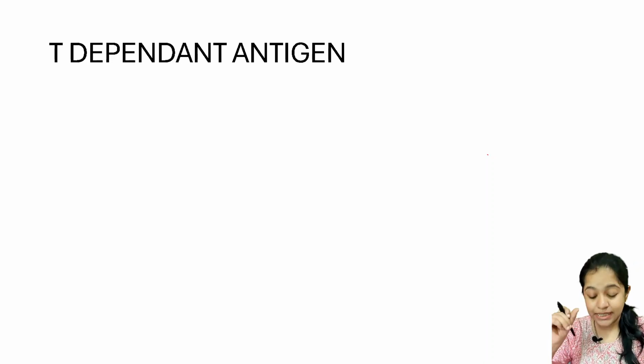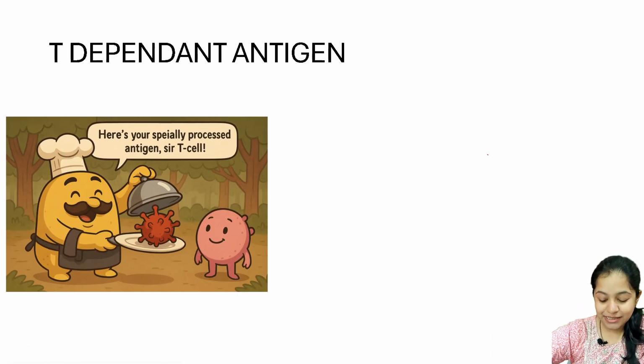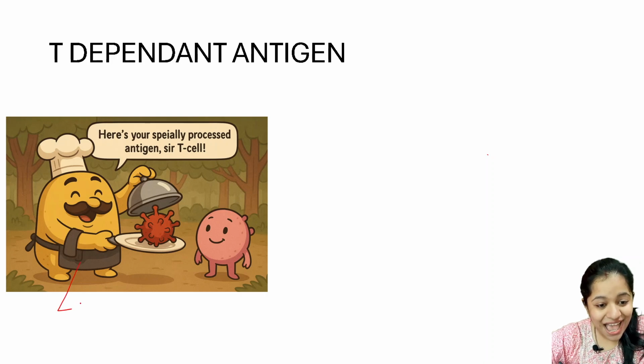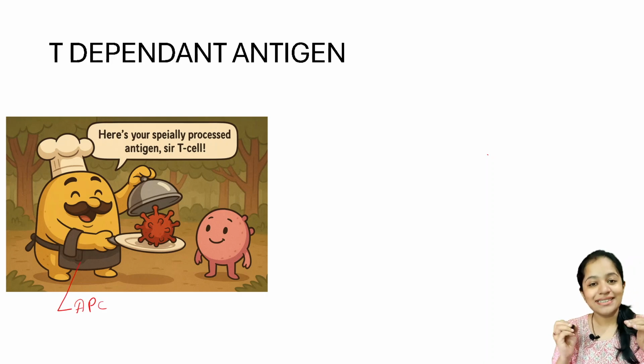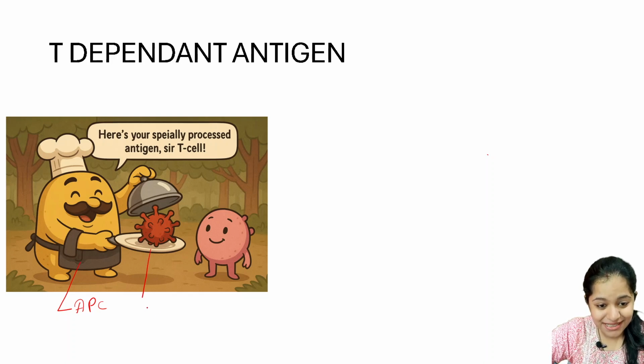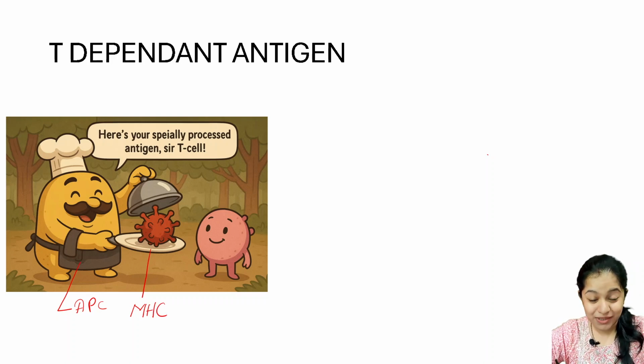First, we'll start with the T-dependent antigen. Now, your T-dependent antigen is an antigen which follows the protocol. It follows the rule. So, let's see what rules it follows. When the T-dependent antigen enters your body, it is processed by this antigen presenting cell. Okay, this antigen presenting cell processes it and then presents it on a plate. This is the plate. This plate is called MHC, major histocompatibility complex, and in this case this is MHC2, this MHC2 plate to T cell. This is the T cell.